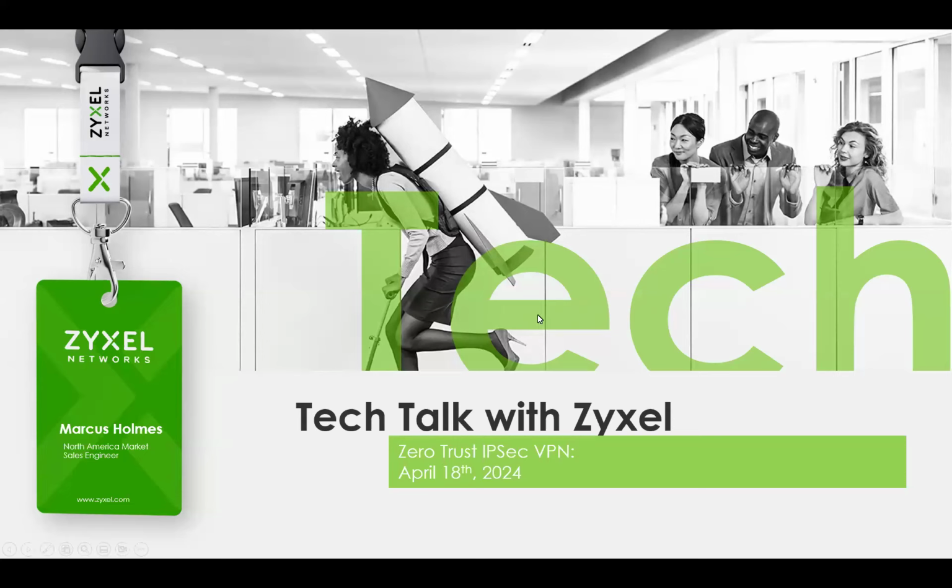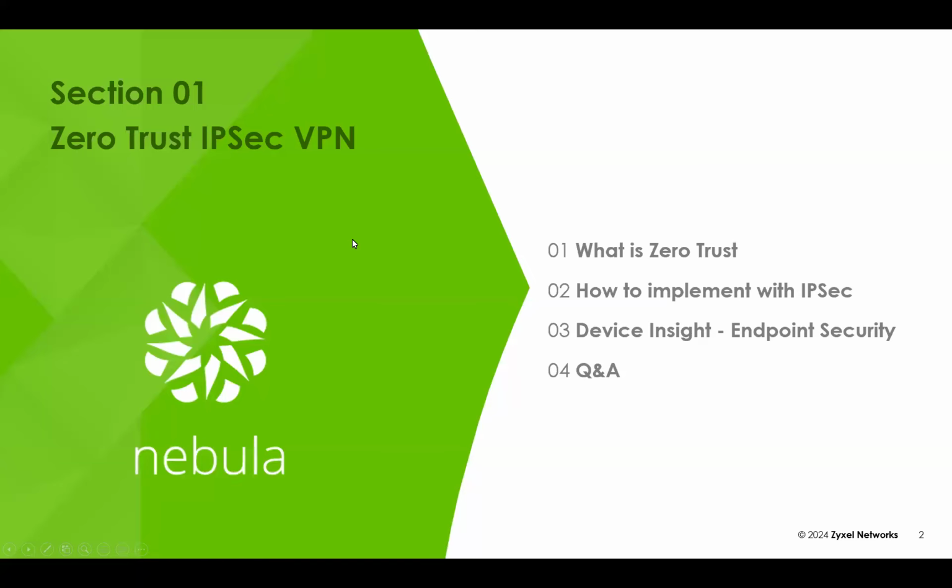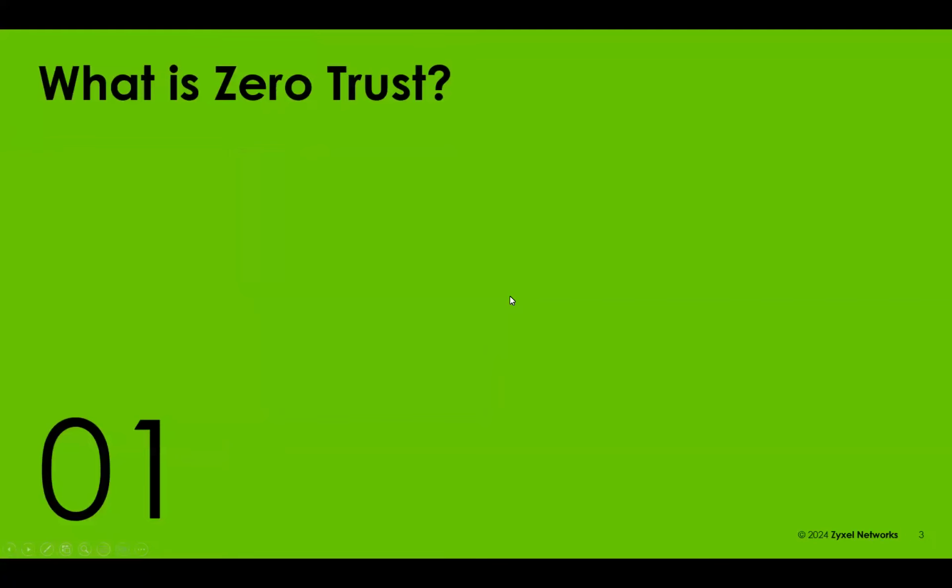So in the very beginning, let's talk about what our agenda is today. We want to talk about first, what is Zero Trust? We want to talk about how we implement it with our IPSec, and then we want to talk about endpoint security using our device insight. So let's go ahead and begin and talk about what is Zero Trust.